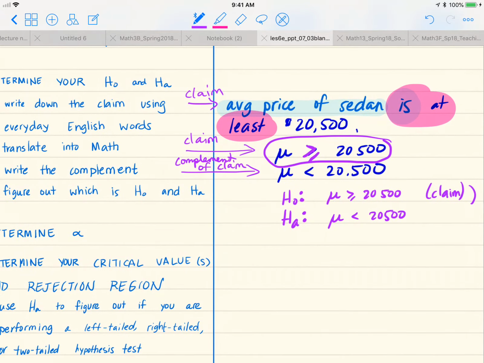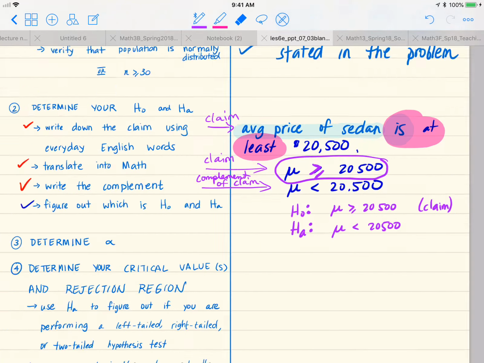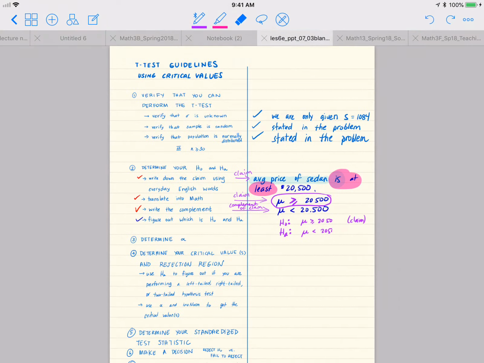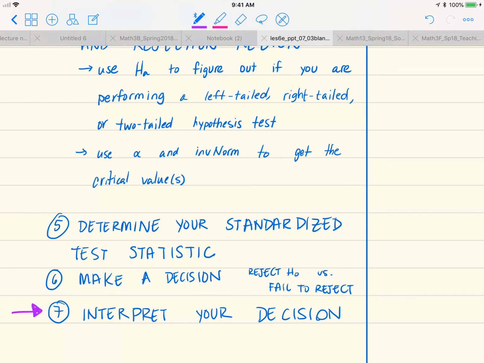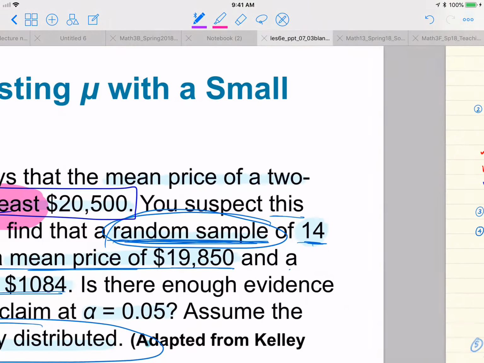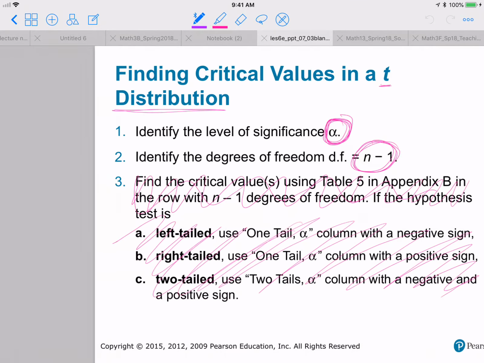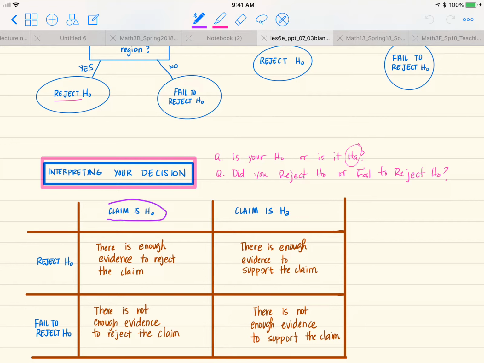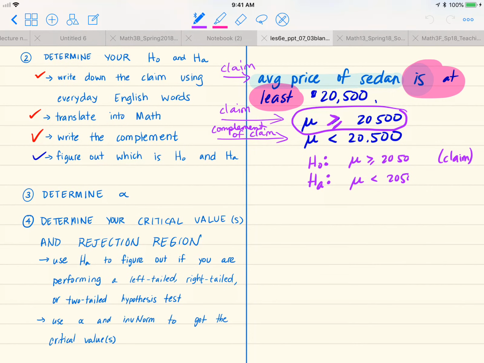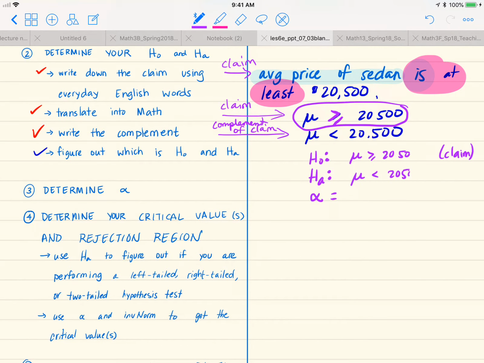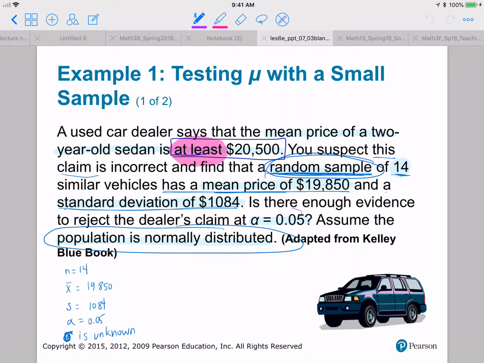The reason why I'm indicating that it's a claim right here is because when I get down to this last one here, which is interpret your decision, I'm going to need to know if the claim is H naught or HA in order to interpret my decision. So in my mind, I'm going to remember, the claim is H naught. So this is the column I'm looking at, that first column, in terms of interpretations. Okay. So here we are. We've got our null and alternative hypothesis. Good. Determine alpha. Easy. We already said alpha is 0.05, because it is written in the problem. Alpha is 0.05.